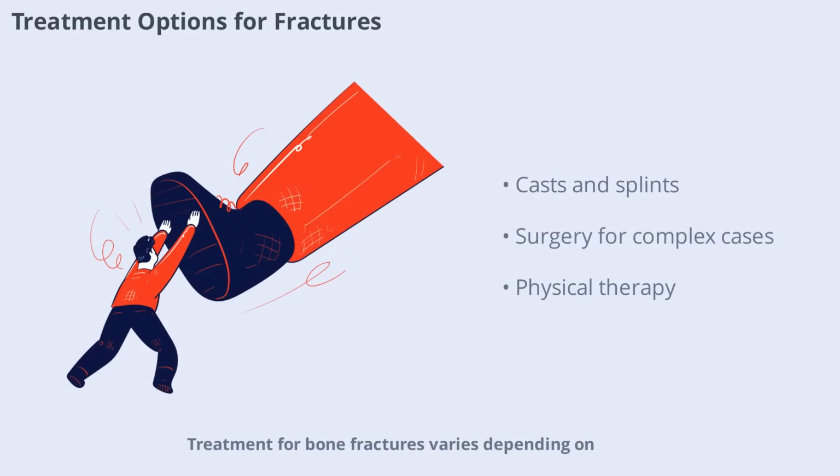Treatment for bone fractures varies depending on the type and severity of the break. Simple fractures may only require immobilization with a cast or splint, while more complex injuries might need surgical intervention. Pain management, physical therapy, and regular follow-up are all part of the recovery process. The goal is always to restore function and prevent future complications.